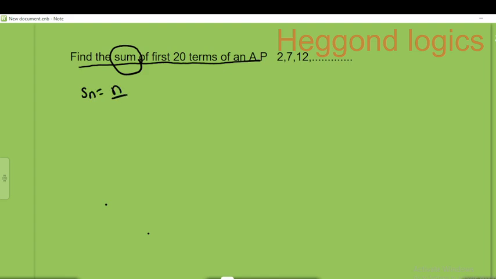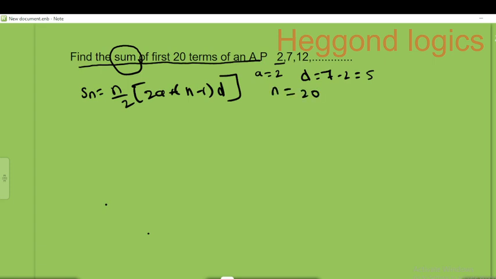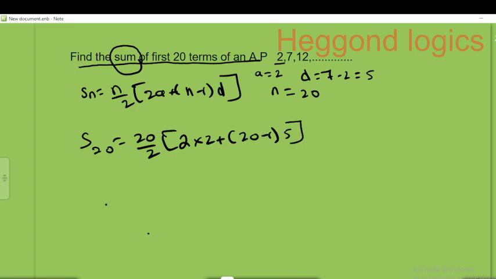Sn is equal to n by 2, 2a plus n minus 1 into d. In this question, a is equal to 2 and d is equal to 7 minus 2, 5, and n is equal to 20. S20 is equal to 20 by 2 in the bracket 2 into 2 plus 20 minus 1, d value is 5, into 5. Now here 2 ones are 2, 2 tens are 10, write as it is.